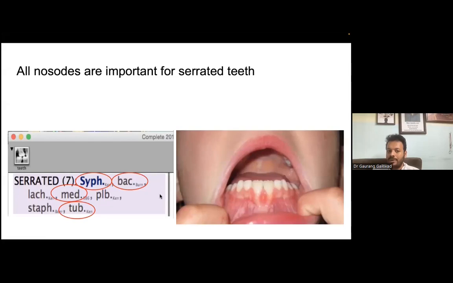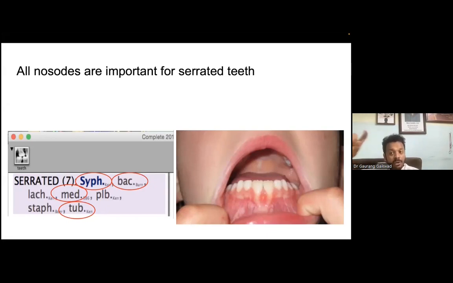Serrated teeth. And you can see in the repertory, serrated. This is called a serration. It has all the nosodes, like syphilinum, like bacillinum, like medorrhinum, like tuberculinum. So almost other than psorinum, all the nosodes are there in serrated teeth. When I see serrated teeth, I generally already know that the child's immune system is low and requires a nosode. I want you to remember this picture forever, because from today, when you see this kind of teeth, your mind should go towards this rubric, and you should remember that this is serrated teeth, and this could require a nosode.